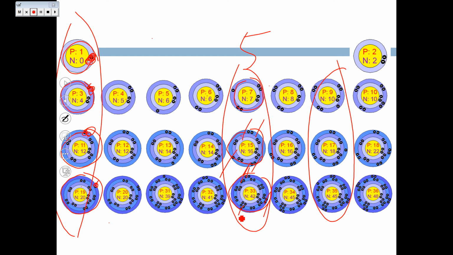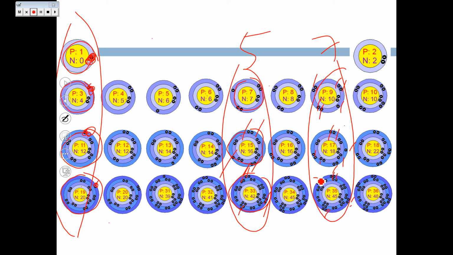Let's take a look at this guy. This guy is in column number 7. In its outer last exposed ring, it has 1, 2, 3, 4, 5, 6, 7. This guy, 7. And this guy, 7.